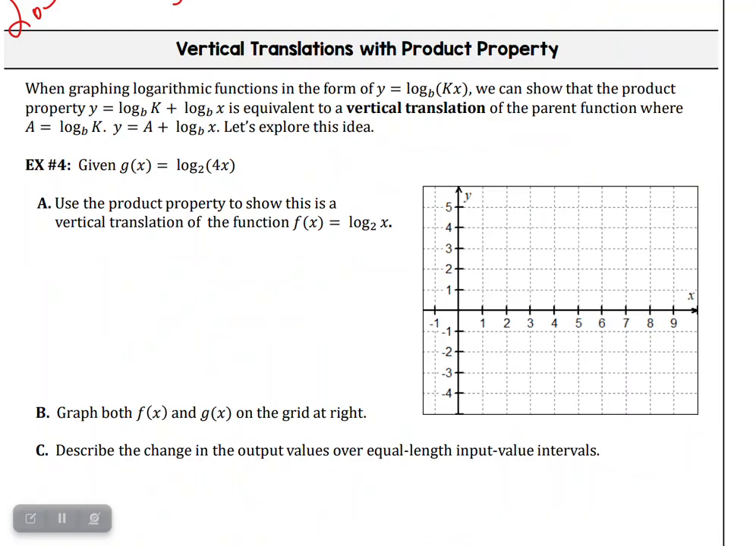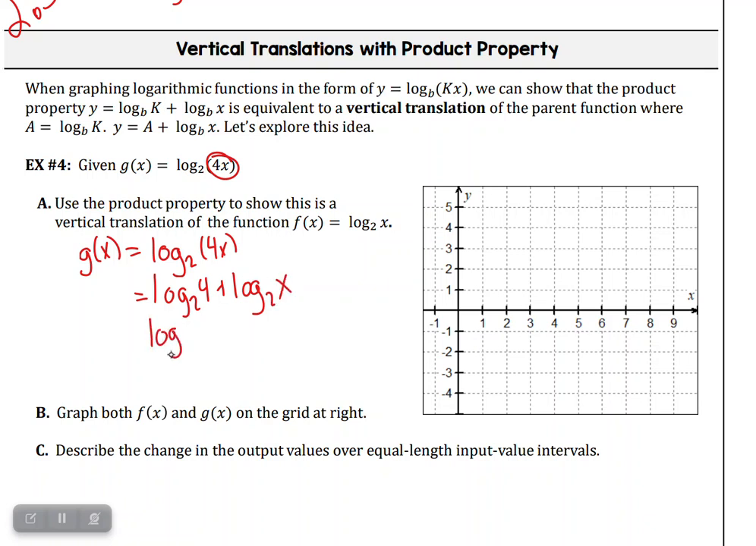The last problem we're going to do is take a look at logarithms and logarithmic properties and show how something like this, which would be a horizontal stretch, because it's affecting the x, can also be a vertical translation just by manipulating the properties. So if we take the original logarithm, log base 2 of 4x, and we separate it, we make it log base 2 of 4 plus log base 2 of x.